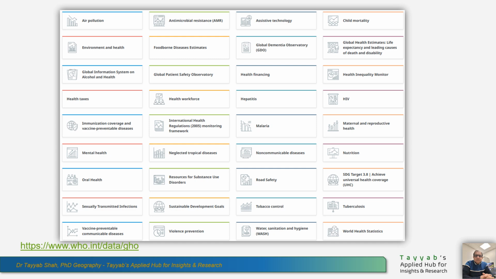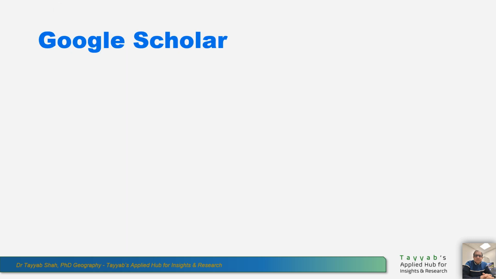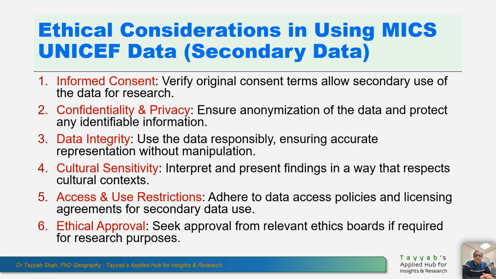So hopefully by the end of this course, you will be able to publish some papers. So this video is basically talking about different sources you can use to set the question. The last part of this week, I would just want to highlight some ethical considerations while you're using any survey data, or particularly when you want to be doing MICS as secondary data.